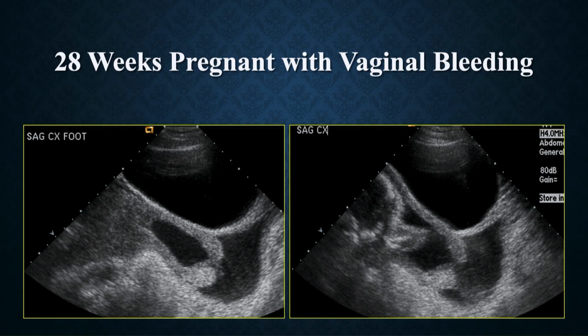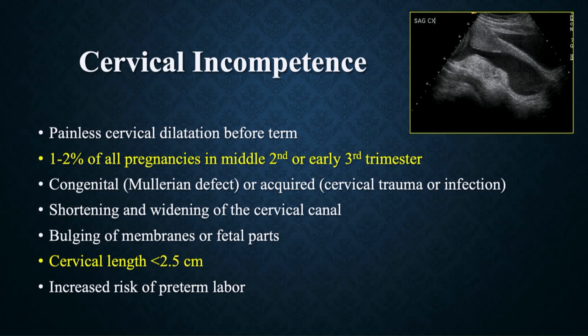The last entity I'm going to show is this obvious example of cervical incompetence. Here we can see that the cervix is distended, it's filled with fluid, and it's shortened. Those are the things that you look for. In this example on the right-hand side, we actually have a fetal foot that is projecting into this distended cervical canal. Cervical incompetence, painless cervical dilatation, occurs in 1 to 2% of all pregnancies in the middle second or early third trimester. It can be related to a congenital defect, or it may be acquired, typically a history of cervical trauma or infection.